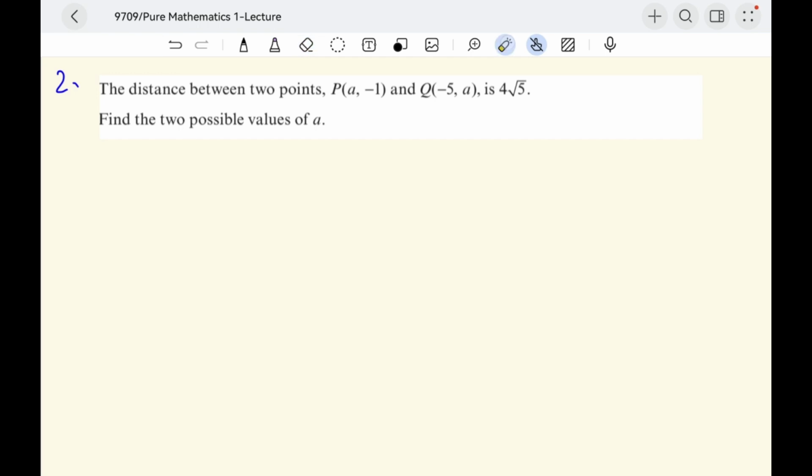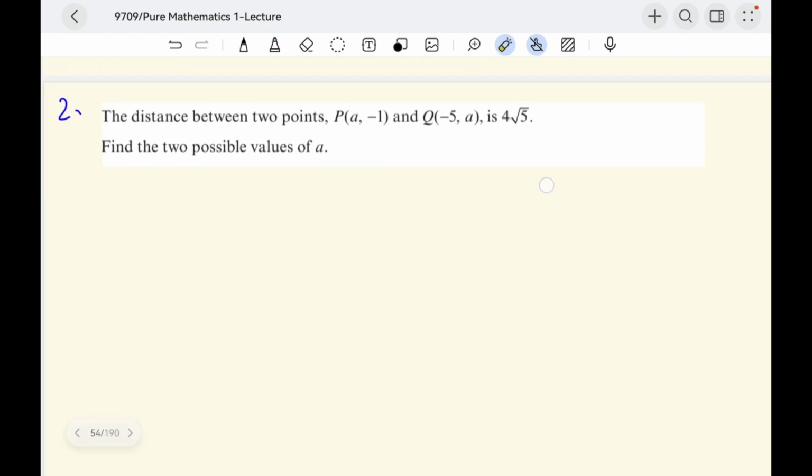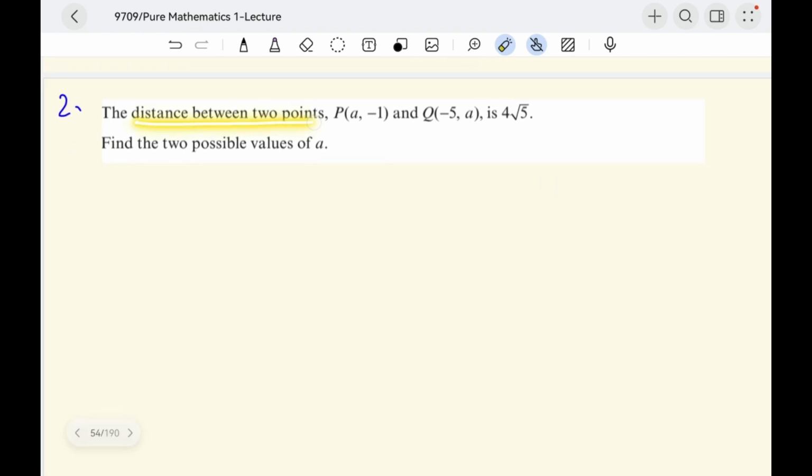Okay, let's move on to the next question, which is question 2. So this question is also from the Coursebook. The distance between the 2 points P (a, -1) and Q (-5, a) is 4 square root of 5. Find the two possible values of a. Okay, so what does this mean? It means that the value of a is not only 1, but 2. Okay, why is it 2? We will explain this right now and also further on.